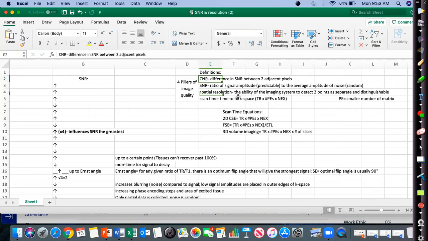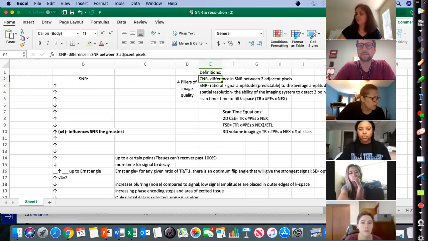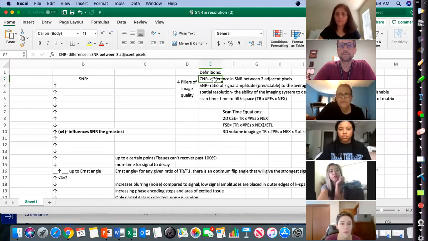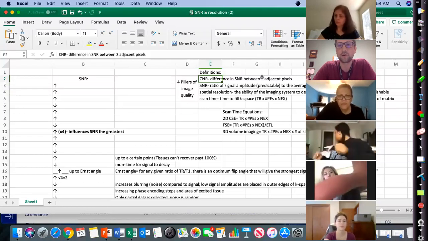So I put over here what those definitions are, just as a good reminder. So your contrast by definition is the difference in signal to noise ratio between 2 adjacent pixels. So it's basically your eye being able to detect the contrast between 2 tissues because they have different signal intensities. Is this able to be measured or not? What do you think? Can we measure contrast to noise? No. Good. Only signal. So I would put that off to the side that you cannot measure contrast to noise. Only signal can be measured.